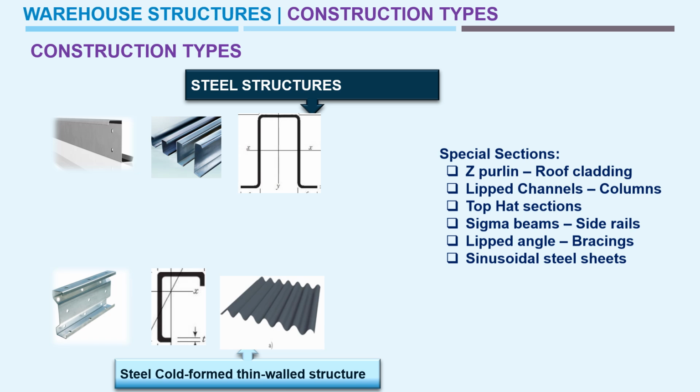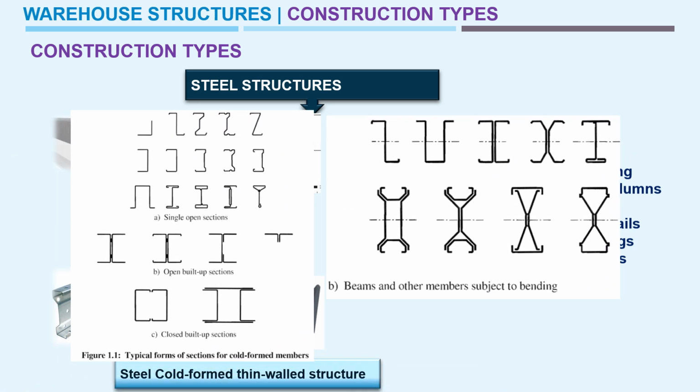Z purlin is to be used for roof cladding. Lipped channels can be used as columns also. The top hat section can also be used as columns. Sigma beams for side rails and main beams. Lipped angles for bracings. Sinusoidal steel sheets can be used for roof sheeting and wall cladding. So these are the typical forms of sections as per European standard EN 1993.